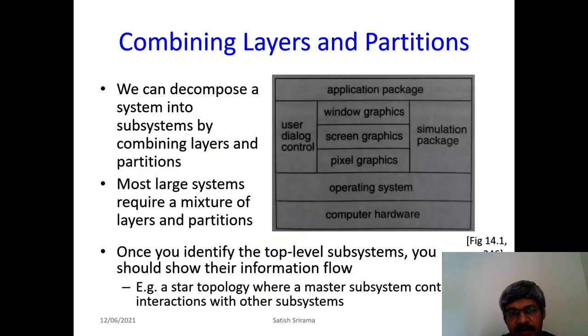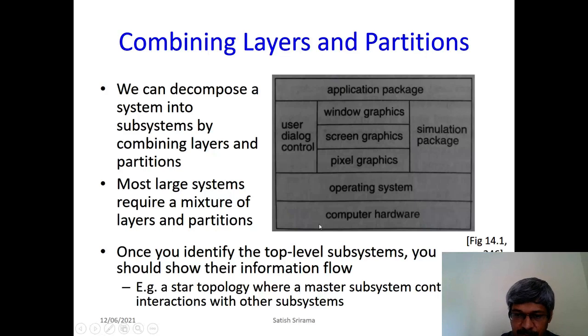Most often, systems will have both layers and partitions. So we can decompose a system into subsystems by combining layers and partitions. Most large systems actually require a mixture of layers and partitions. Say, for example, think about an application which is described here.